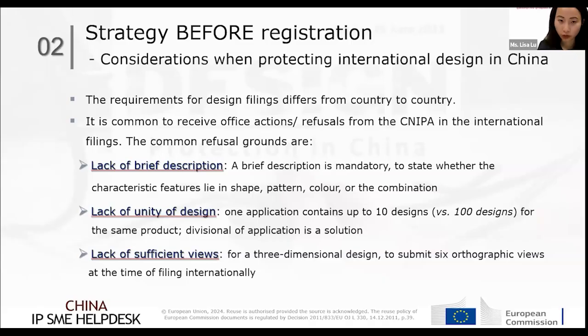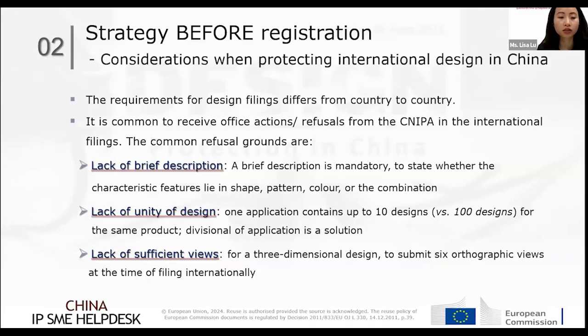And for Europe, for the EU, this brief description is optional. You can choose not to file it, but in China, it's mandatory. That means you have to file this brief description when you file the international registration and extend to China. If you fail to do so, CNIPA, the examining office in China, will issue an office action. That means they will refuse your registration. But you can hire a patent attorney and file a brief description as a supplement later on. You can overcome this office action.